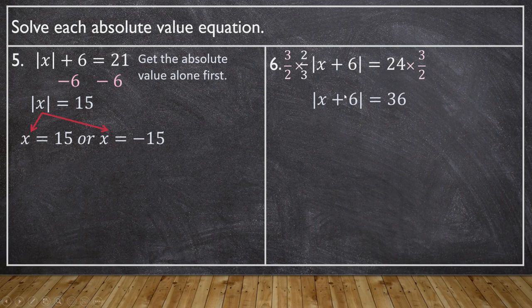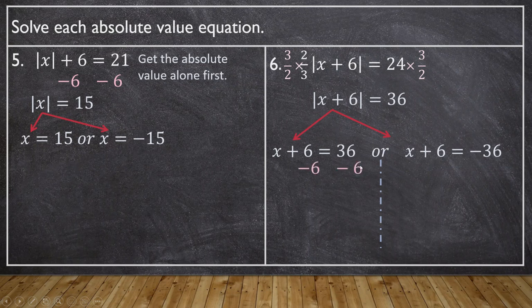Now I can split it into 2 like I've been doing. I would get x plus 6 is equal to 36, or x plus 6 is equal to negative 36. I can just solve each side now. I subtract 6 from this side, subtract 6 from this side. 36 minus 6 is 30, so I get x is equal to 30. Or I can do x plus 6 is equal to negative 36. When I subtract 6 from both sides here, negative 36 minus 6 is negative 42. So now I have x is equal to 30 or x is equal to negative 42.